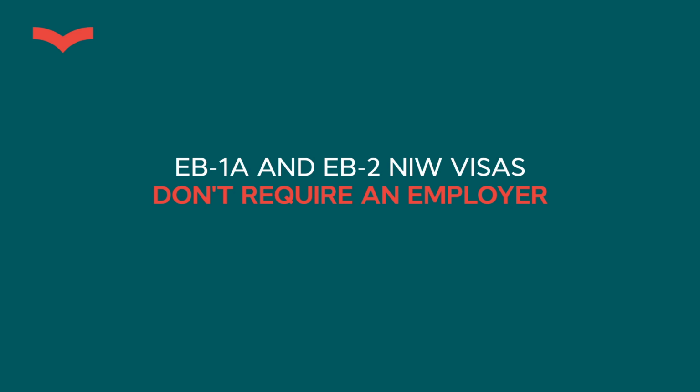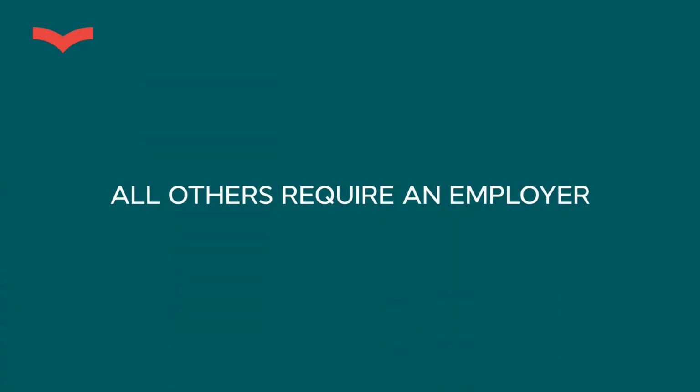Out of all these visas, there are 2 exceptions that don't require an employer, and this is EB-1A, extraordinary person, a talented person, or EB-2 national interest waiver. All others, they require an employer in some way or another. If you don't fall within any of these categories, that means that you cannot come to the States and get the green card using those programs.